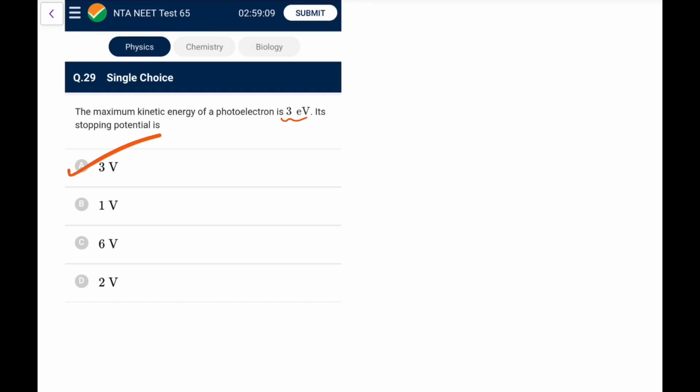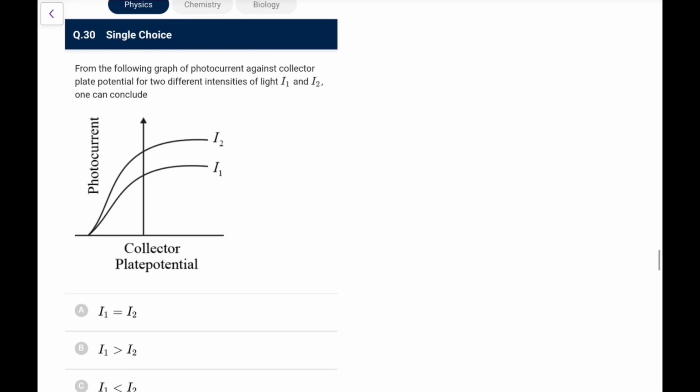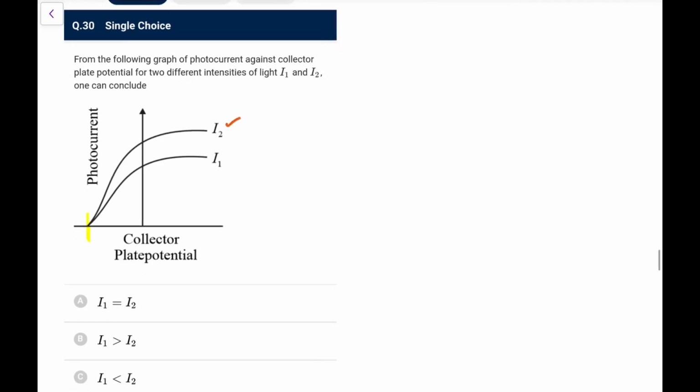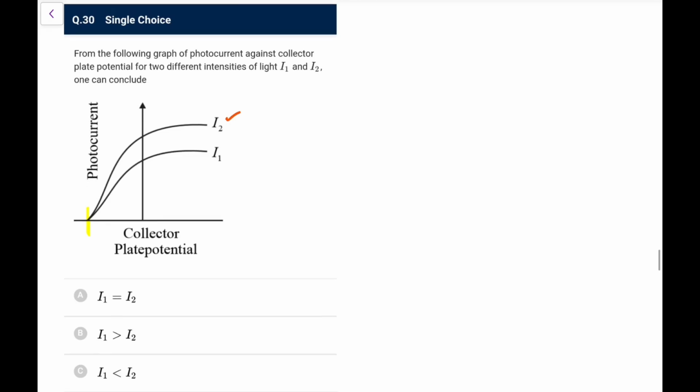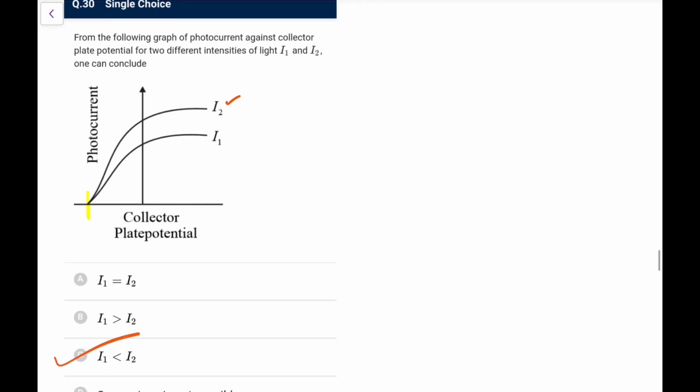There is nothing to be explained here. Next. From the following graph of photocurrent against collector plate potential for two different intensities. First you see stopping potential is same, that means frequency is same, and here the current is more, so I2 is greater than I1. You definitely know this. Higher the intensity, higher the saturation current.